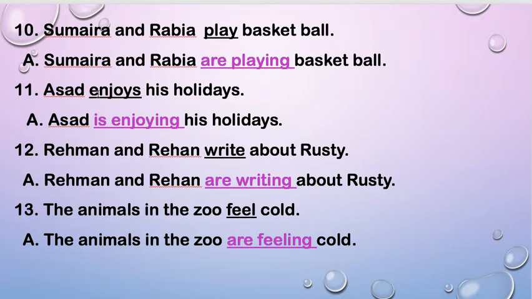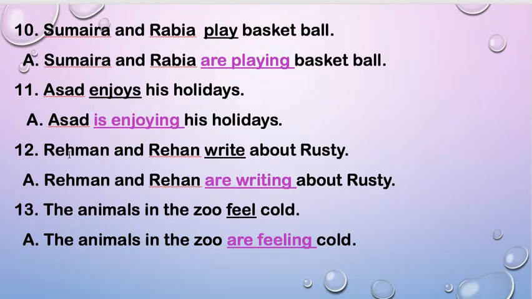Okay, next, Asad enjoys his holidays. Enjoys is the verb, and it is in simple present tense. So we have to change enjoys into present continuous tense. So Asad is enjoying his holidays. Is enjoying is the verb here. Is is the helping verb and it is in singular form because the subject is Asad here and it is also in singular form. Next, enjoy is the base form of the verb and we are adding ing to the base form of the verb to make it into a present continuous form.